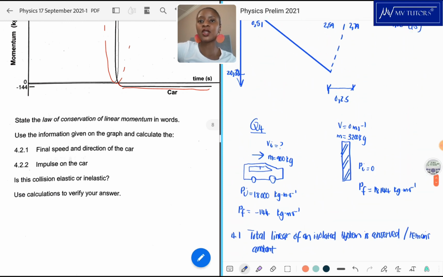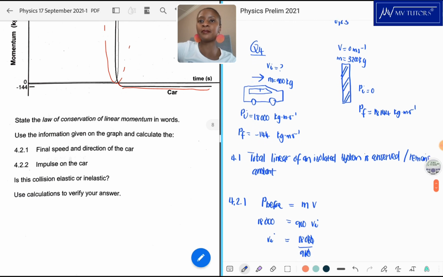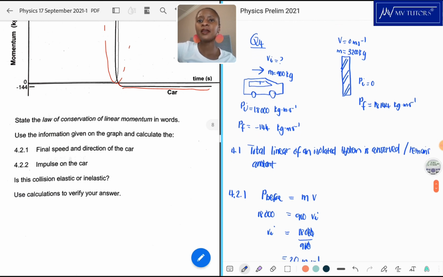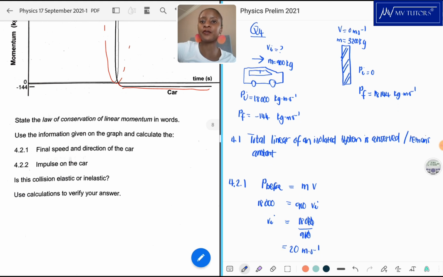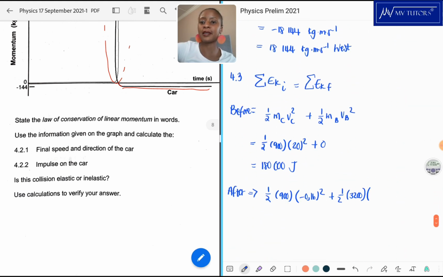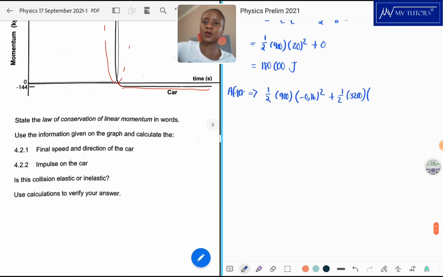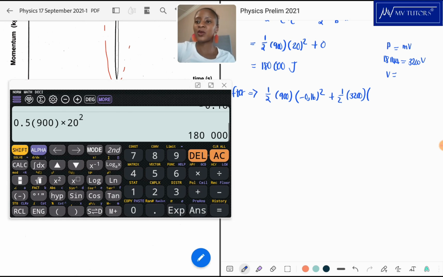Okay, so the momentum of the barrier is 18,144. So we had what? 18,144. That was P. Okay, it's mass 3,200, and then we have velocity. So velocity, yeah, we're calculating things quick on the side.